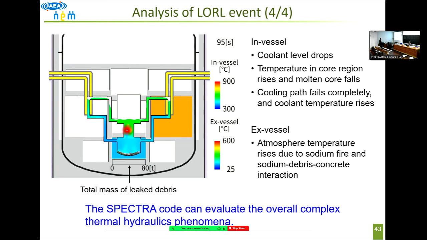In some cases, you will see a high temperature here, and this large particle display shows some melted fuel. And this green bar, this black bar shows that some of it is released onto the bottom side of the containment, and the containment temperature also becomes high due to the melted fuel. In some cases, you can see that the temperature increased due to the sodium fire.